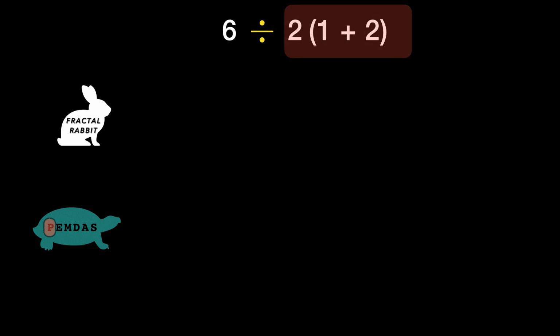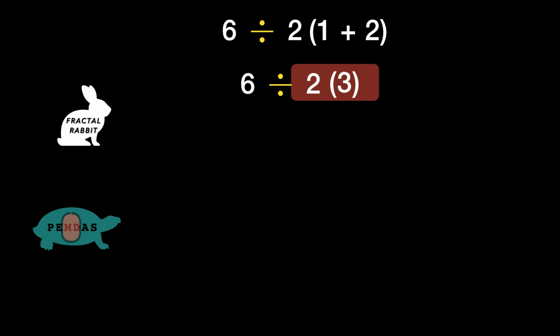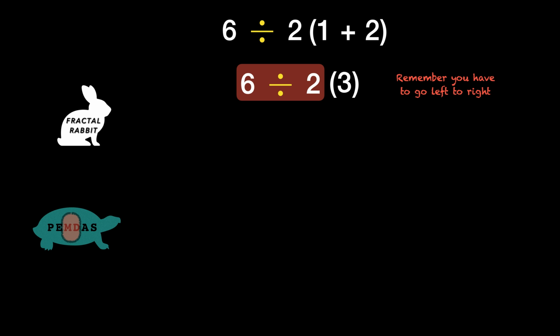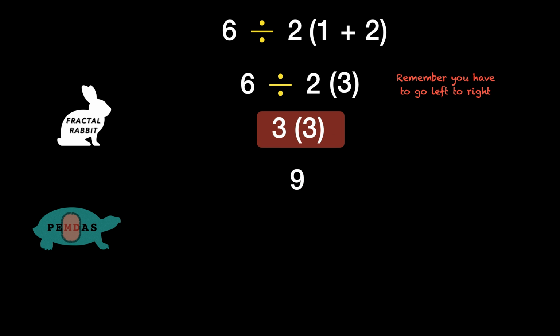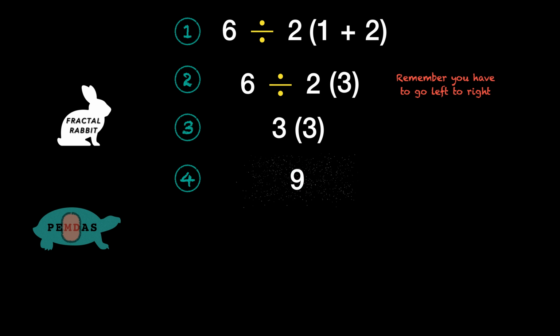So first, let's do the parentheses. So 1 plus 2 is 3. Drop the rest of the problem. So now we have 6 divided by 2 times 3. So now we're going to move into the multiplication division part. But this is where a lot of people screwed this problem up, because remember, using PEMDAS, you have to go from left to right. Multiplication and division are equal, so that means we're going to do this part first. So that adds an extra step right there. 6 divided by 2 is 3, and then drop the 3. 3 times 3 is going to be 9. So we solved it in 1, 2, 3, 4 steps using PEMDAS.